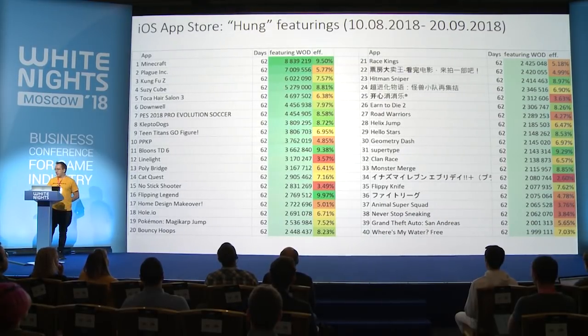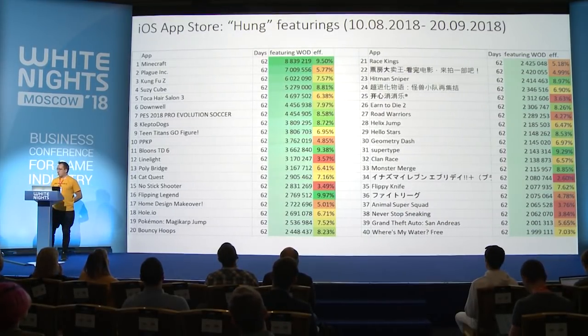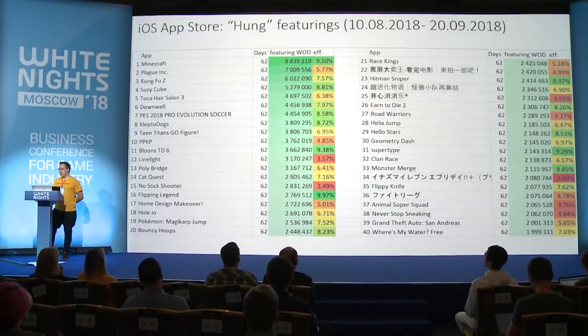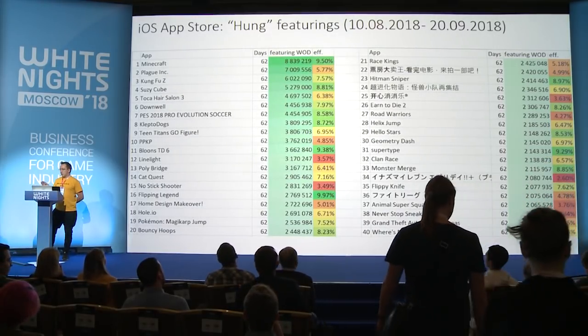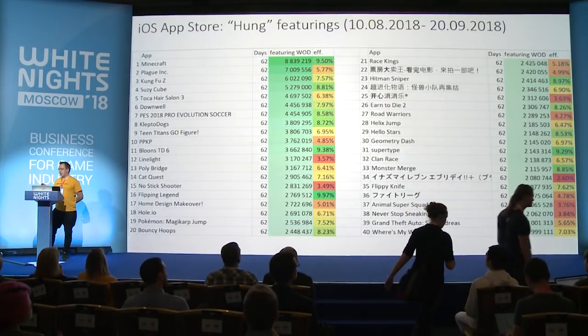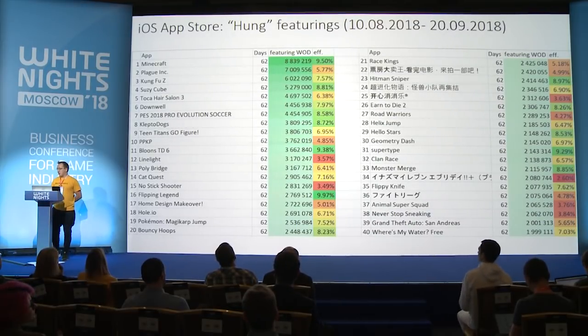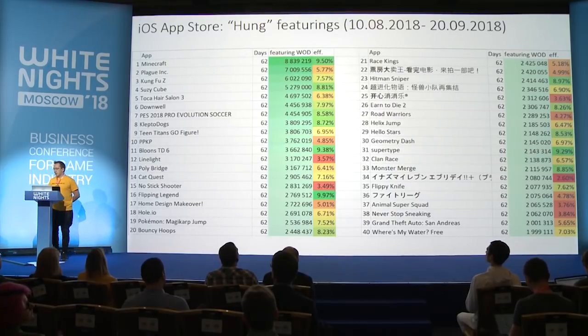The column featuring WOD stands for the featuring way of calculation that was worked out without saturation effect. So what the featuring effect would look like if every next day of the featuring was as valuable as the first day. And effectiveness is a comparison between the featuring calculated with saturation effect and without saturation effect. So we see that the average effectiveness of featuring for these apps is like 5–6%.